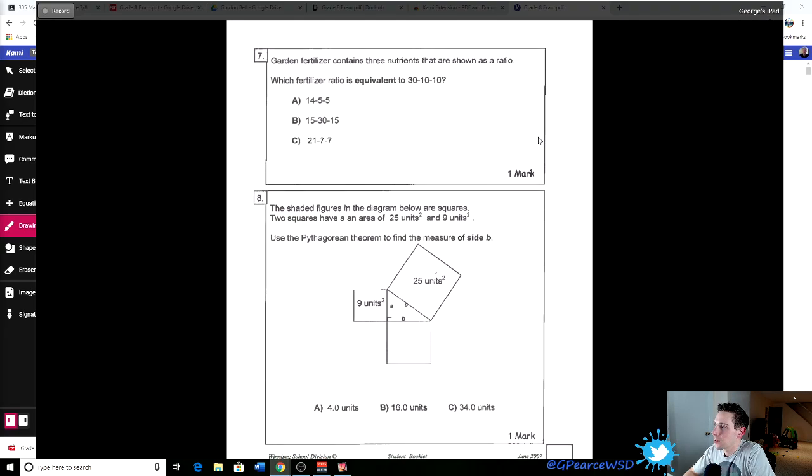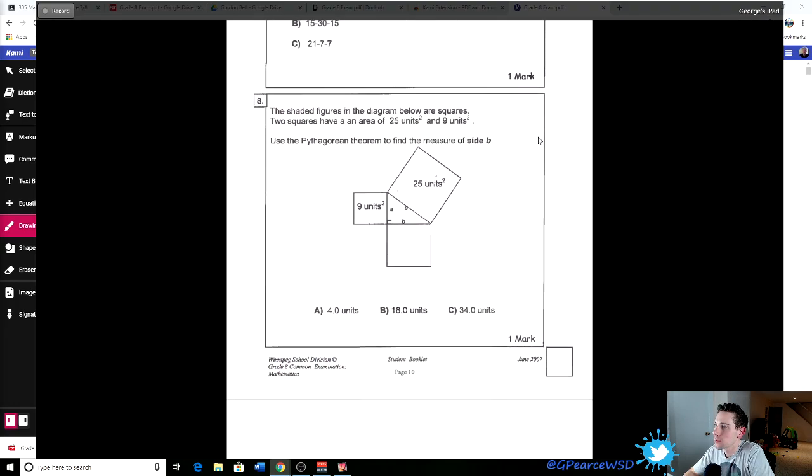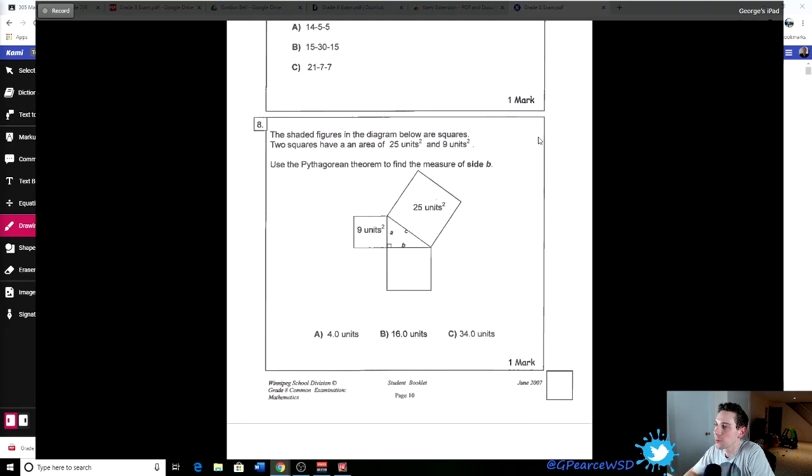Garden fertilizer, 3 times the nutrients that are shown as a ratio. Which fertilizer ratio is 30-10-10? 21-7-7. 3 times the nutrients that are shown. So it's a ratio problem.